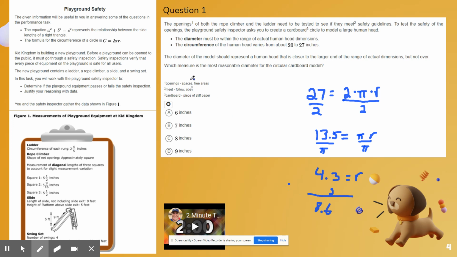Now, it says, which is the most reasonable diameter for the circular cardboard model? Well, 8.6. Here's the problem. We've got 8 and we've got 9. But this is really important: but not over. So I have to say C, because 9 would be too big. 9 is bigger than 8.6. It cannot go over that. So I'm going to go with 8 inches to be my best option there.